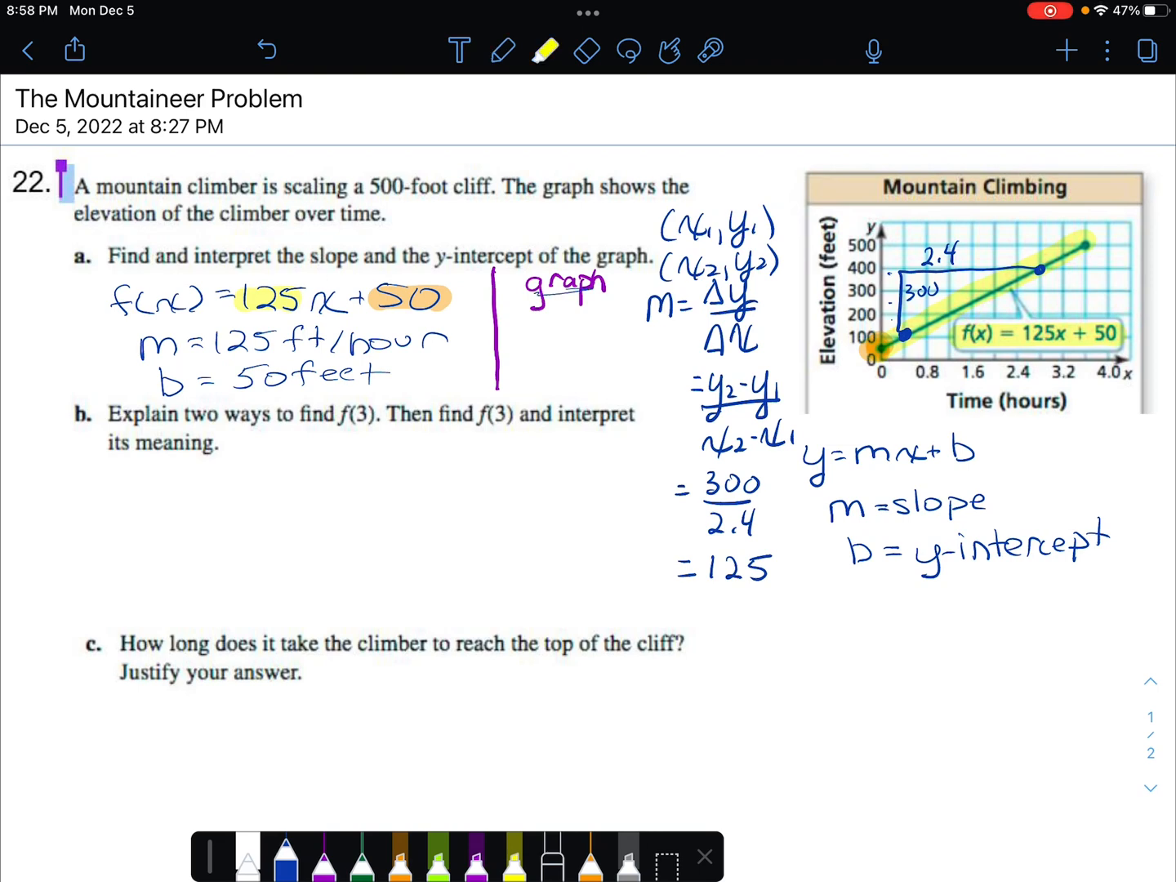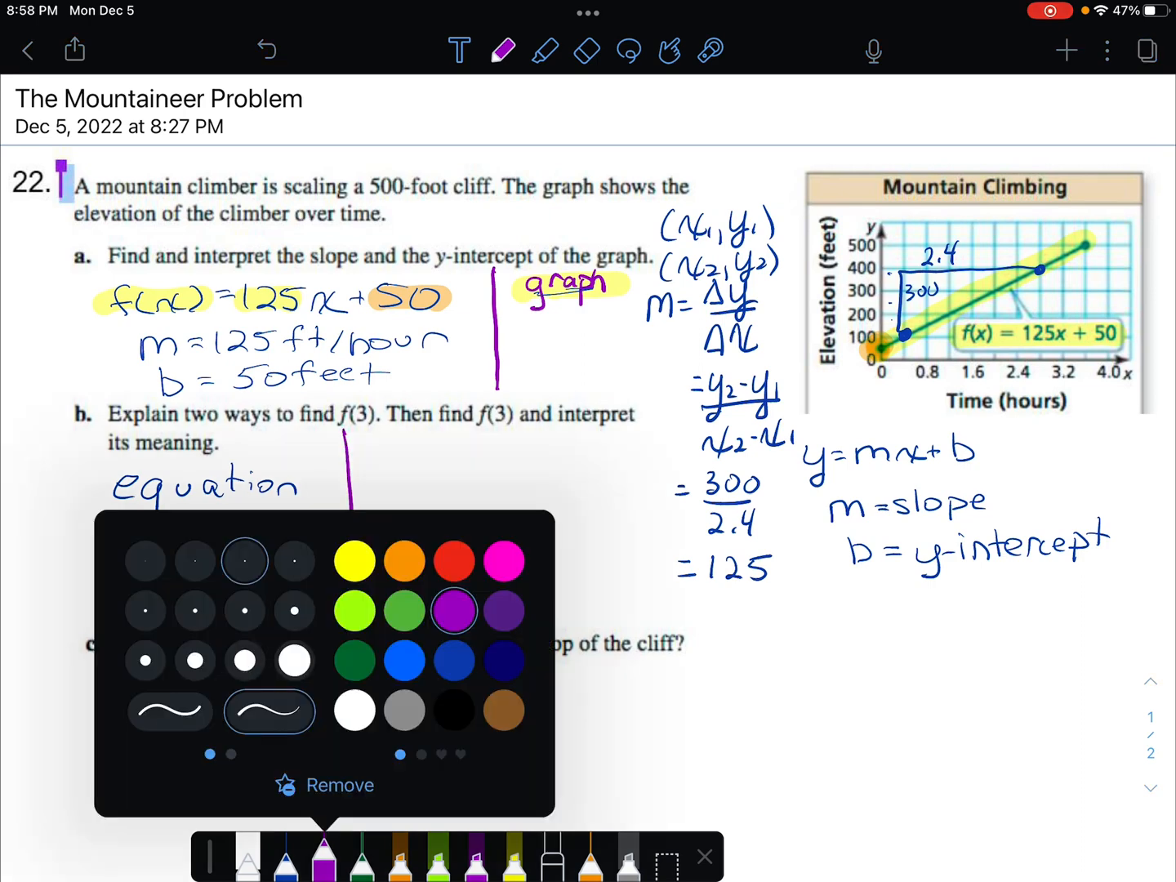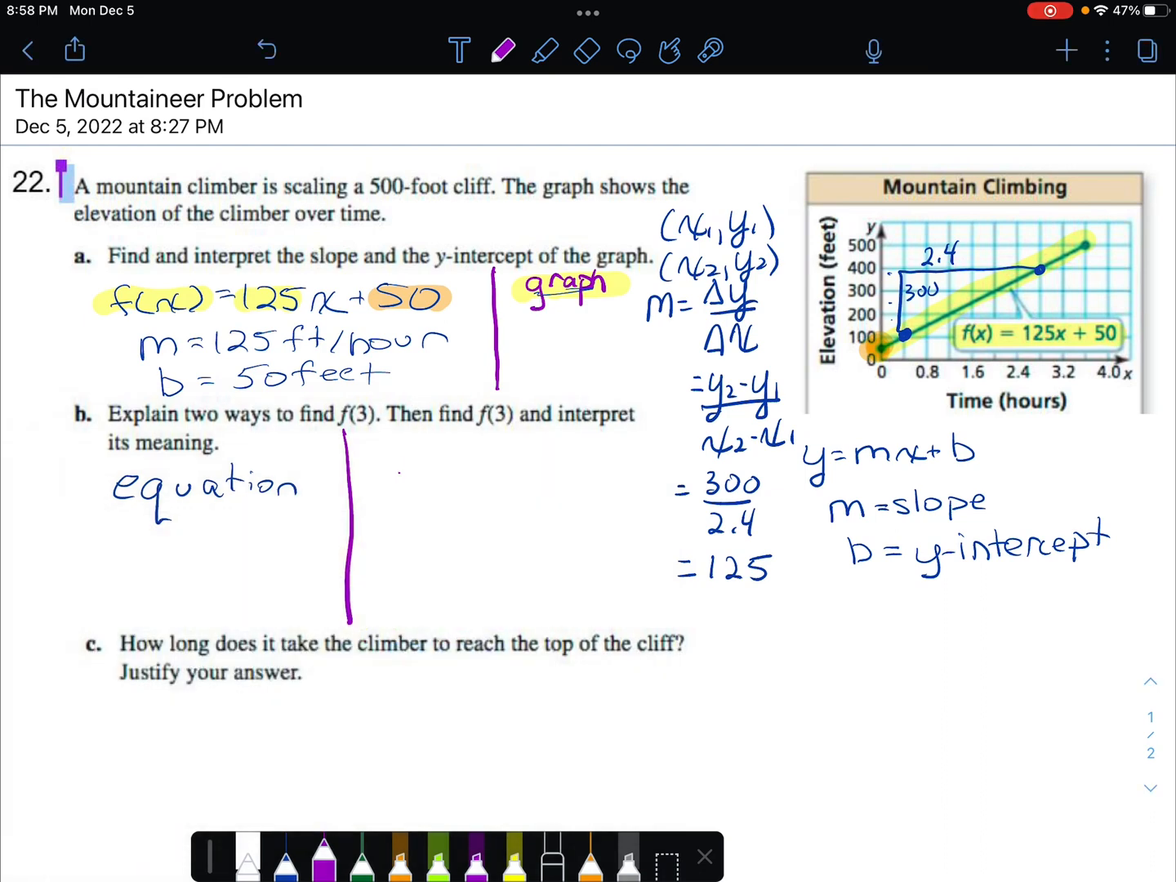Okay, so I don't know if that's helpful, but just realize you can calculate the slope from the graph, and you can calculate the slope from the function. I hope that helps a little. So explain 2 ways to find f of 3. So again, it's the same concept. We can use the equation, or we could use the graph. This time, let me use the graph first. And let's see, so we were doing graph in purple.